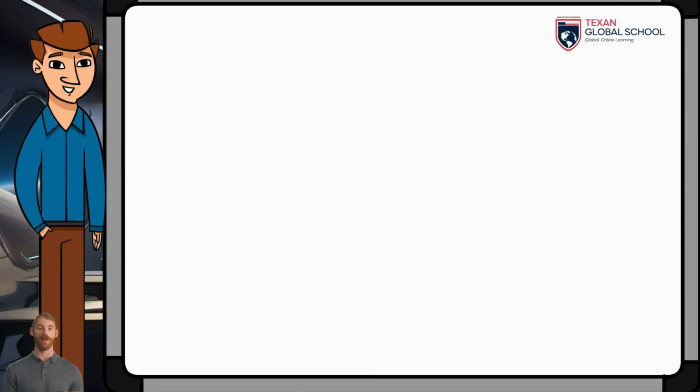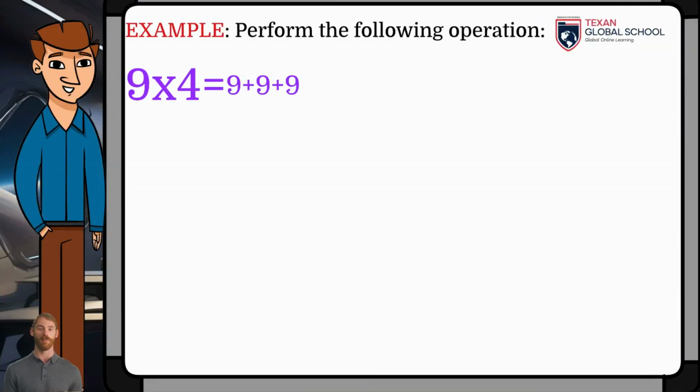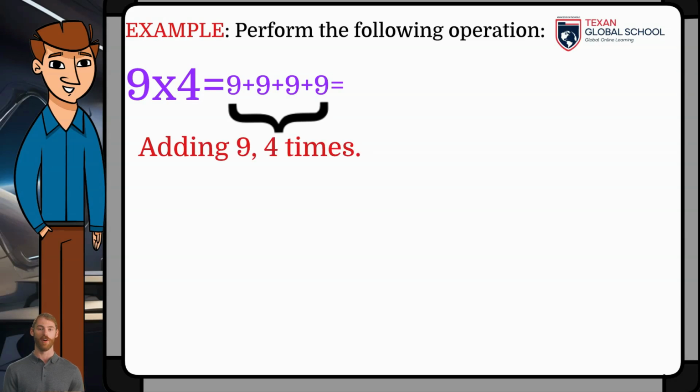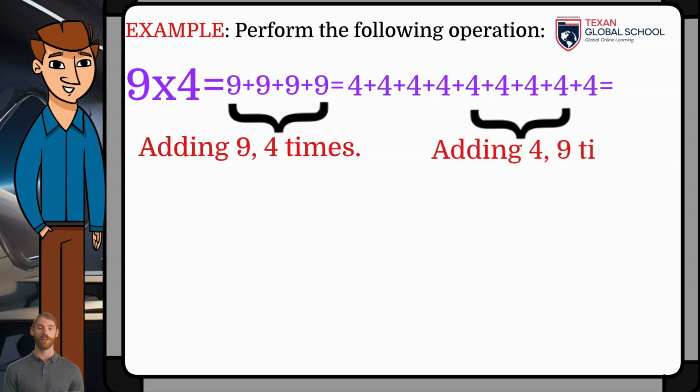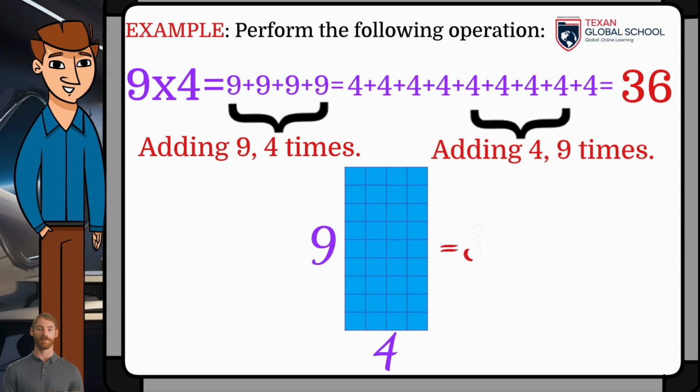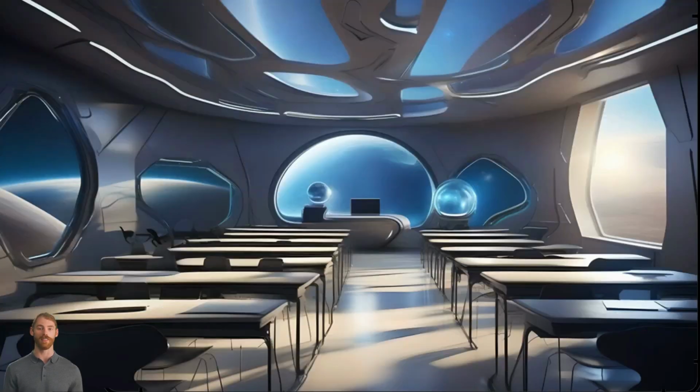Then, multiply 9 by 4. We add 9 4 times. Or we add 4 9 times. Therefore, 9 times 4 is 36. The model represents 9 rows by 4 columns. So we have 36 ones. Thus, we conclude that 9 times 4 is 36.